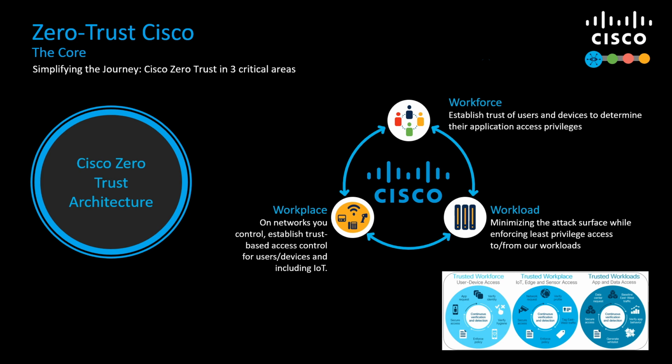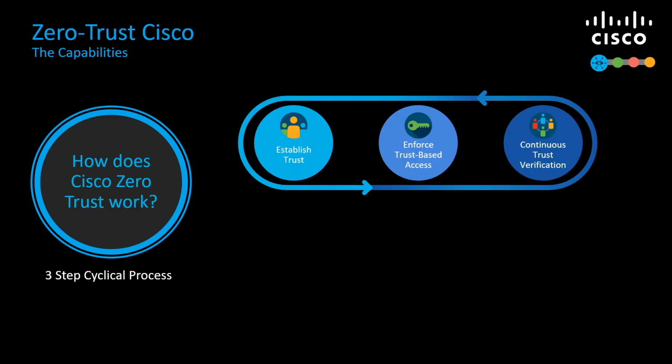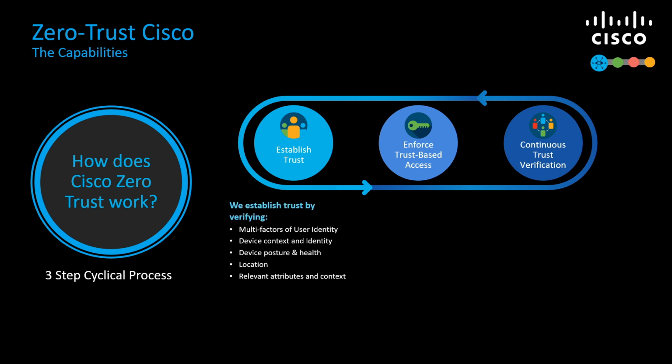That includes a user with a traditional machine connecting to the network. And that could be wired, wireless, or VPN. And so the goal here is to establish trust by verifying, right? So multi-factors of user identity, device context and identity, device posture and health, location, relevant attributes and context that may help support that. Then we got enforcement with least privilege to networks, applications, resources, users, and things.